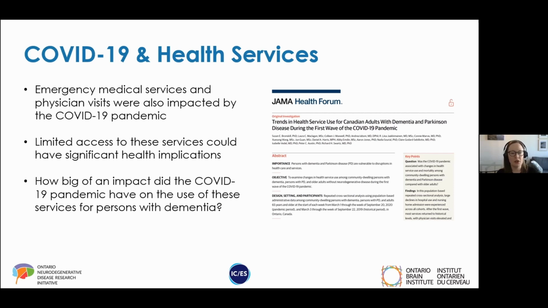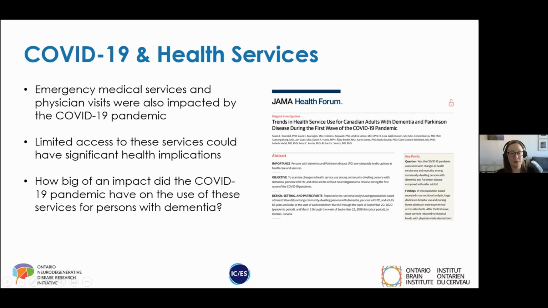And we know that hospitals really play an important role in providing care for people with dementia, so this was important to look at. So we asked the question, how big of an impact did the pandemic have on the use of these healthcare services? And we compared patterns in three different patient groups. So we compared them in people with dementia, people with Parkinson's disease, and older adults who were age 65 and older who weren't living with these conditions.